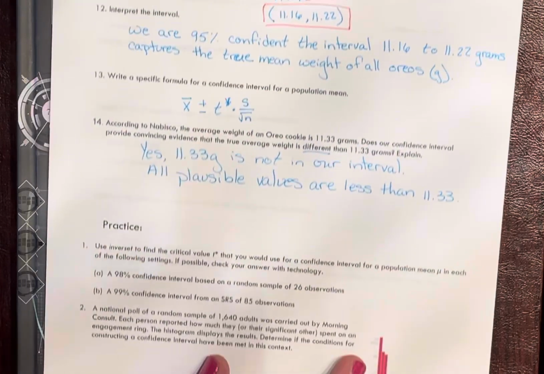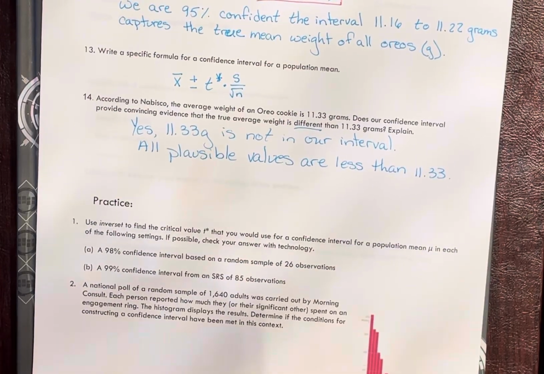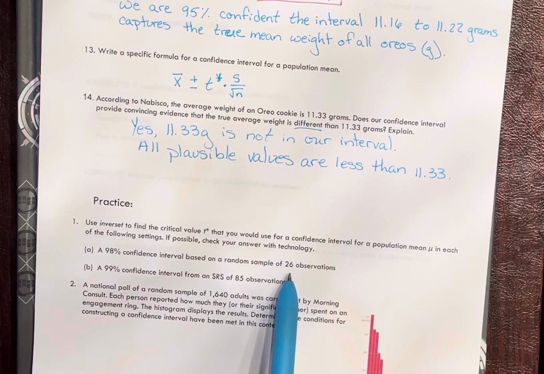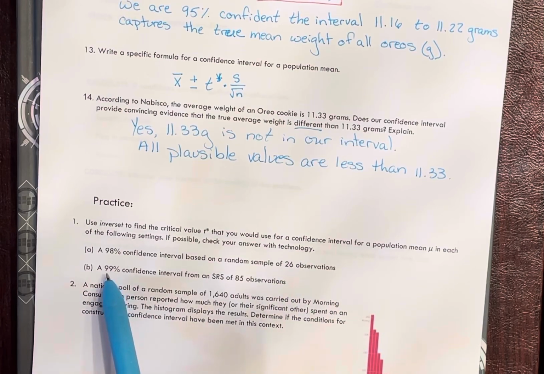Okay, so now there's a couple practice questions down here. The first one is just, do you know how to use your calculator? So why don't you pause the video and try. Can you find what the t-star value would be? This is just using inverse t for a 98% confidence interval with 26 observations or a 99% with 85.